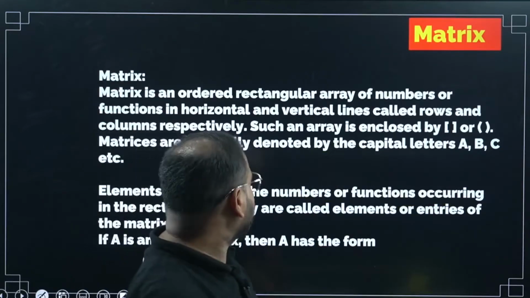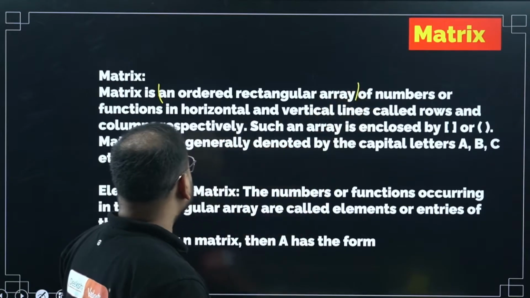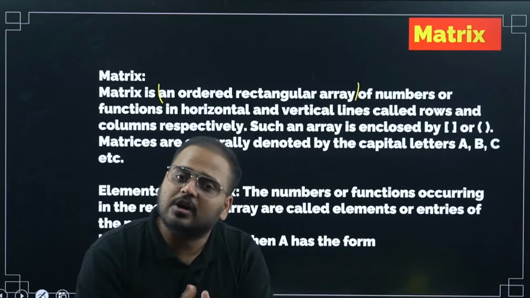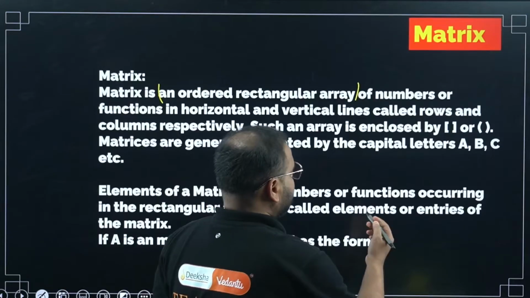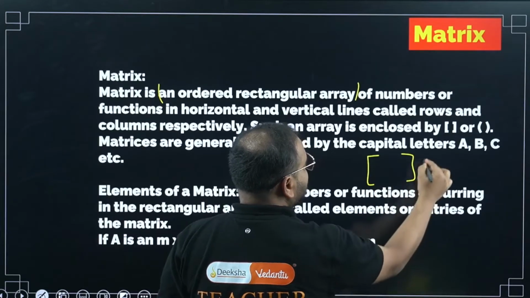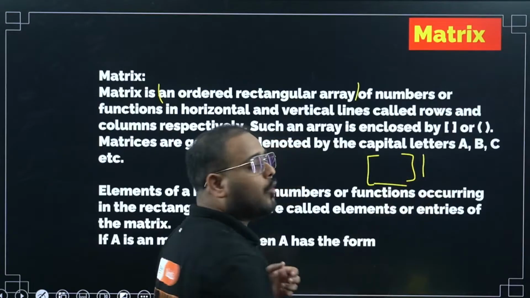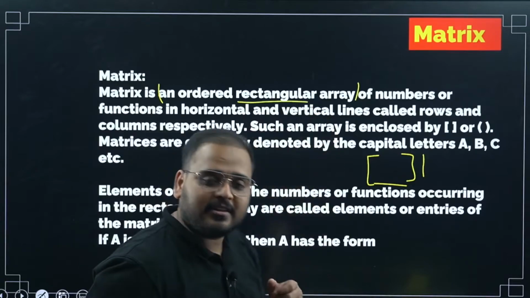Now, what is a matrix? If you have an ordered rectangular array of numbers, now this can be rectangular or square, meaning the length of this array can be more than this value or equal to this value. So it is a rectangular array, or it can be a square array. We will learn it in the coming slides.